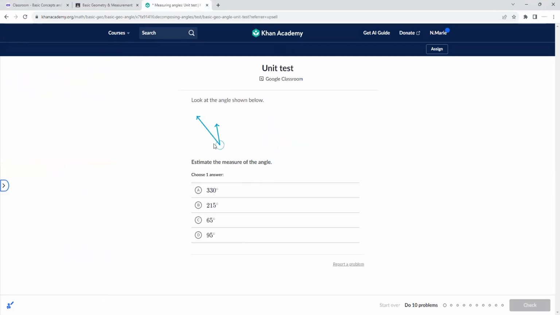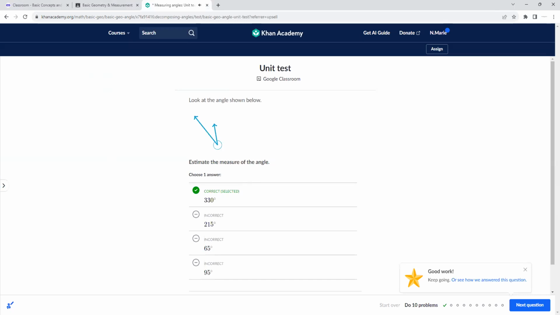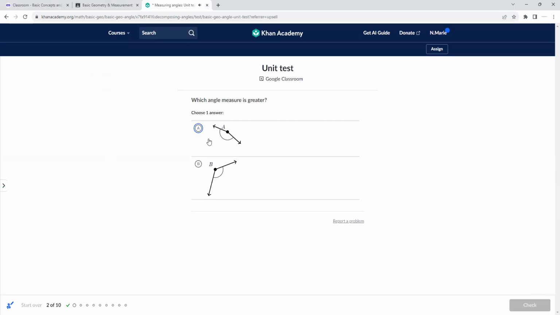Okay, so how many degrees would this angle be? Well, it's a reflex angle. It's almost a full circle, so it's going to be close to 360, because remember, a full circle is 360. Which of these is greater? Well, think of it like an alligator mouth. Which alligator mouth is open bigger? This one, right? It's closer to a straight line more than that one.